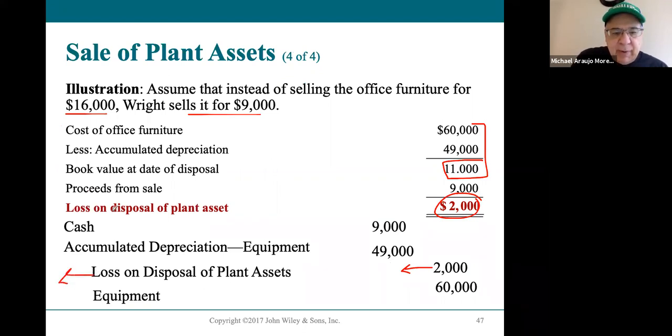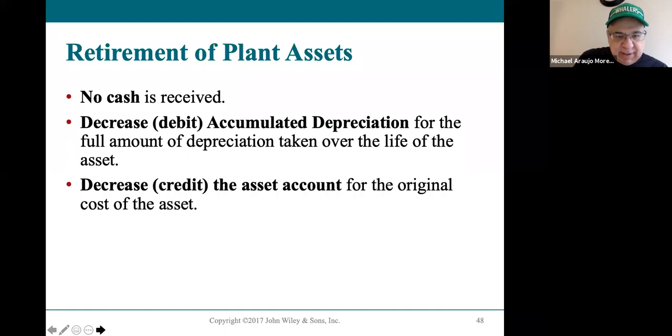But anyway, what you really need to know is that gains and losses on the sale of any plant asset happen when you compare the book value and the proceeds. If the proceeds are more, it's a gain. If the proceeds are less, it's a loss. And it gets reported on the income statement. That's something you have to know. The accounting, a little less so.